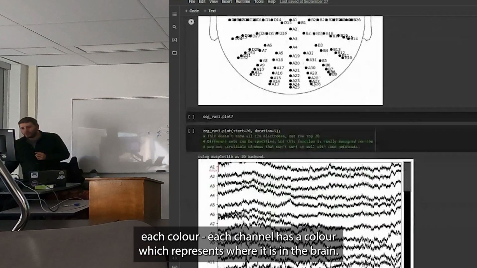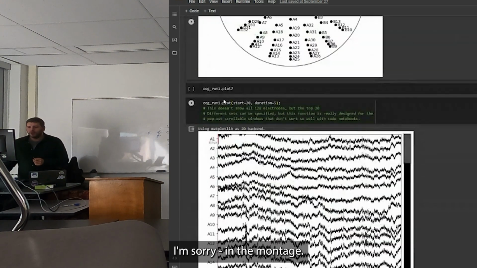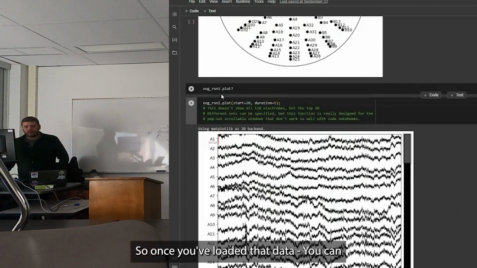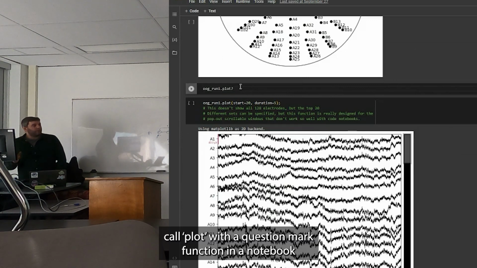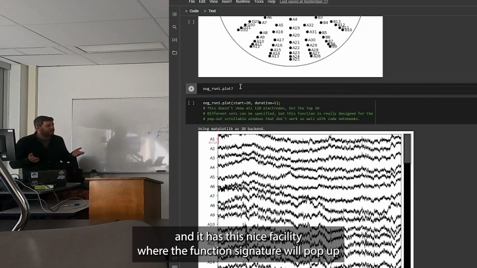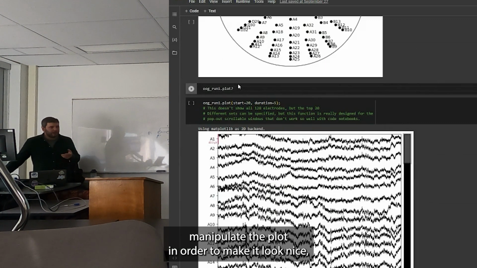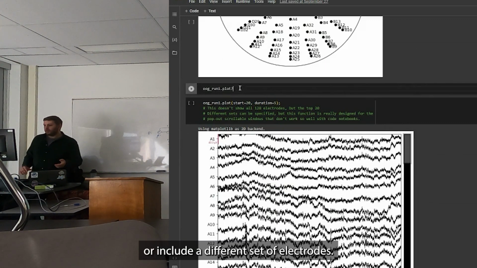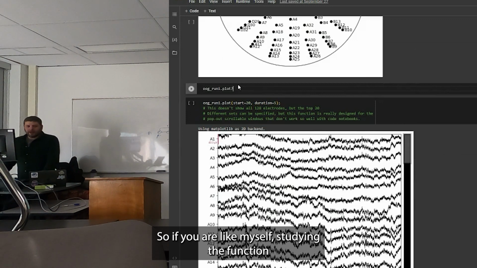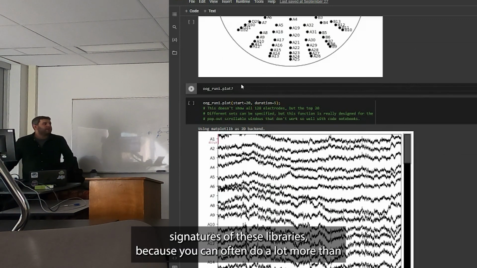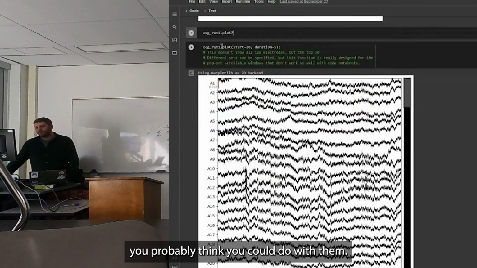So, the montage. Once we've loaded that data, you can call the plot function with a question mark in a notebook, and the function signature will pop up, and you'll be able to see all the different ways that you're able to manipulate a plot in order to make it look nice, for example including a different set of electrodes. So study the function signatures of these libraries, because you can often do a lot more than you probably think you can.